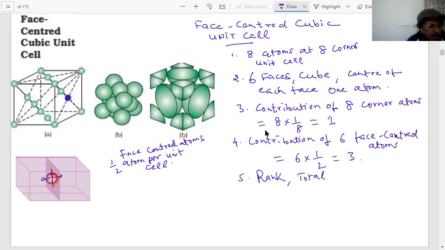Total number of atoms per unit cell for FCC is 4. So you have 4 atoms per unit cell in the case of FCC. Therefore, as you can see, once this is here, this is touching this corner and this corner.